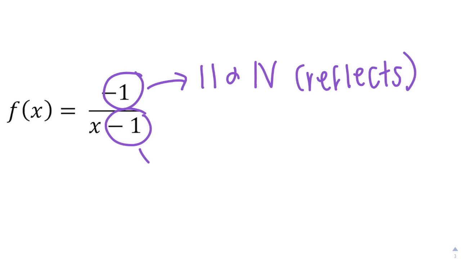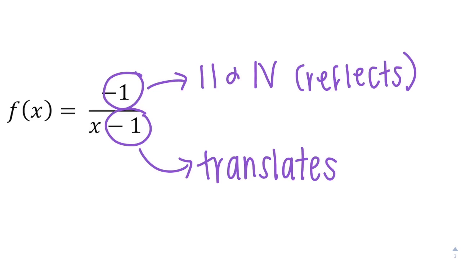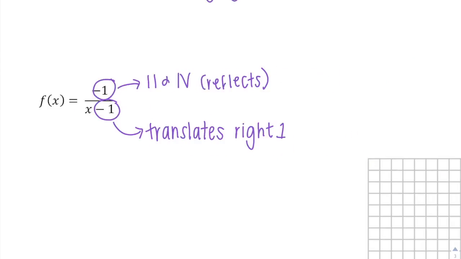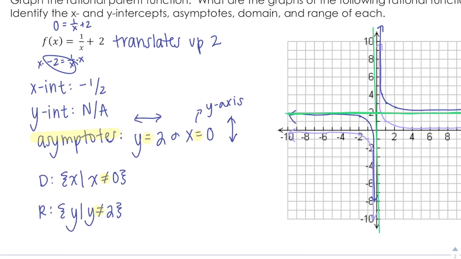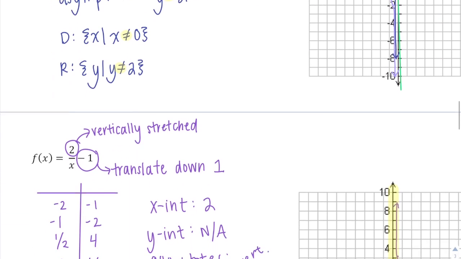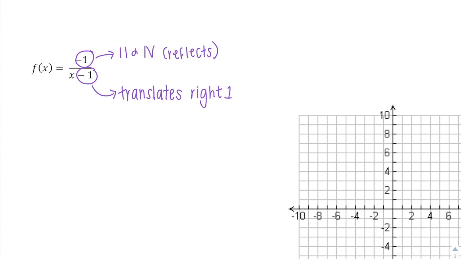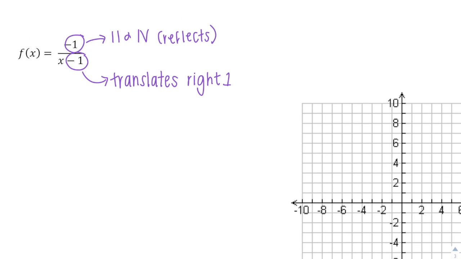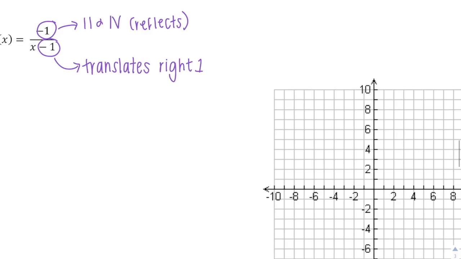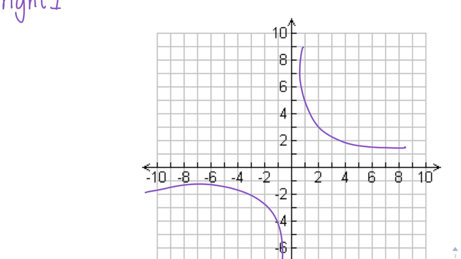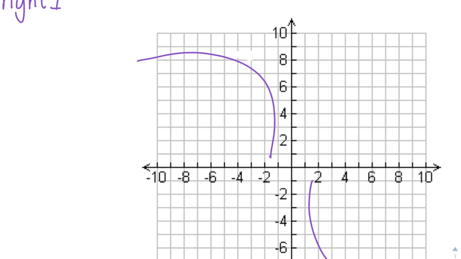And then this -1 right here, it's not outside of the fraction, it's within the fraction. So that tells me it's going to translate. And it's not going to go left 1, it's actually going to go right 1. So that goes back to this one that we had up here, where it was outside, so it's up or down. Outside, up or down; within the fraction, right or left. So going back to the parent function, I'm not vertically stretching or compressing it. I just know that what was here and here is now going to be switched to be there and there, but it's not going to look like that.